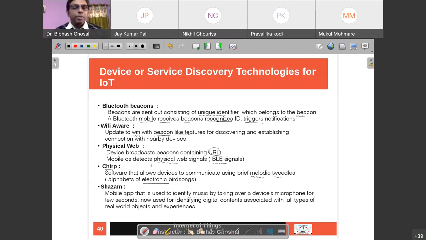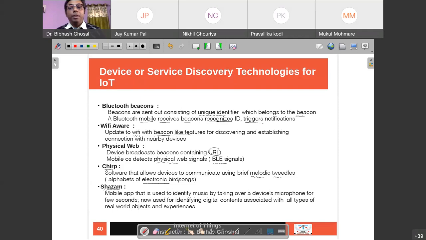And then we have Shazam, which is again a mobile app, introduced in the early 2000s. It was basically a mobile app able to identify music by getting access to your device's microphone. So it was initially for identifying music, but today it's used for identifying digital content from different real world objects. The same principle is used.